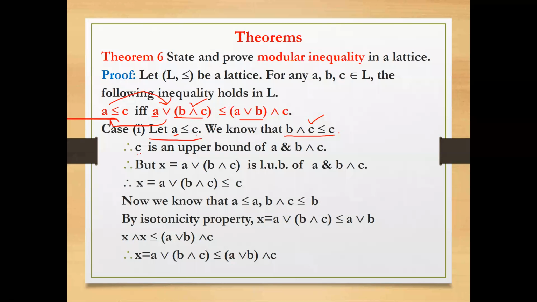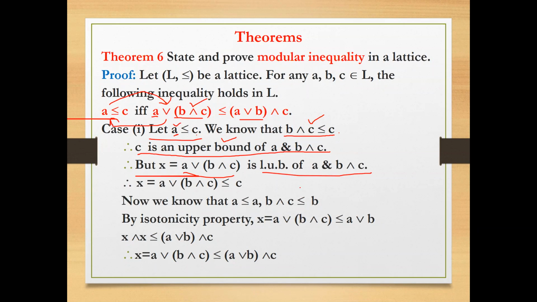So in these two relations, you can see the common thing is C, which occurs on the right hand side. So we can say C is an upper bound of A and B meet C. C is an upper bound because here is A and here is B meet C. C is an upper bound of A and B meet C. But since it is an upper bound, the join of these two, A join B meet C, is the least upper bound of A and B meet C.